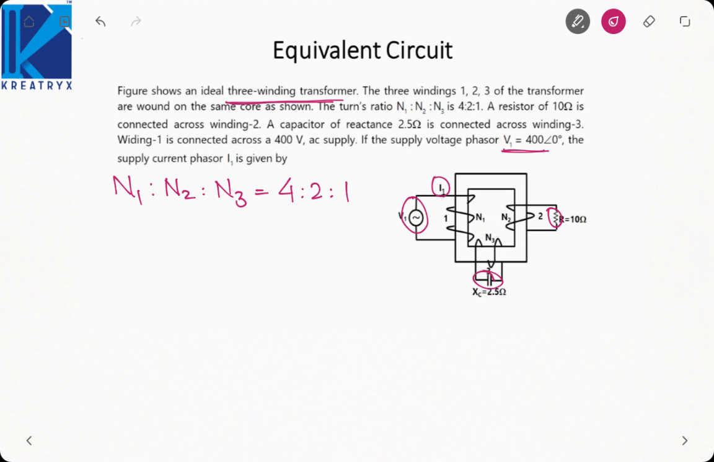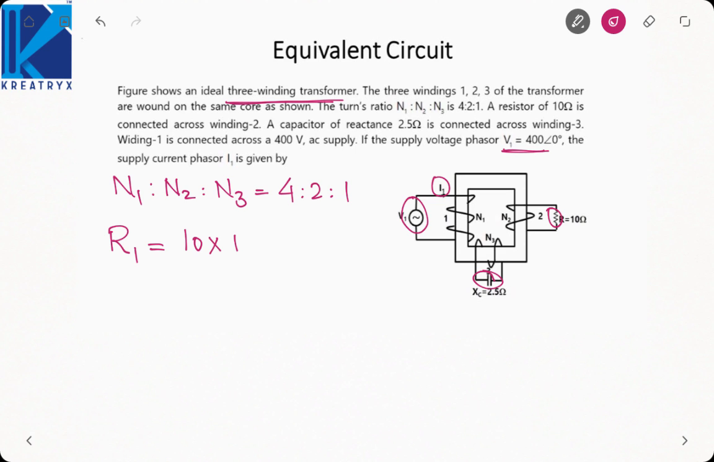Now the best way to solve such kind of problem is to refer the circuit to one side, that is your primary. For referring, we know while referring any impedance, we have to multiply it by the turns ratio square. So what will be the resistance in winding 1?